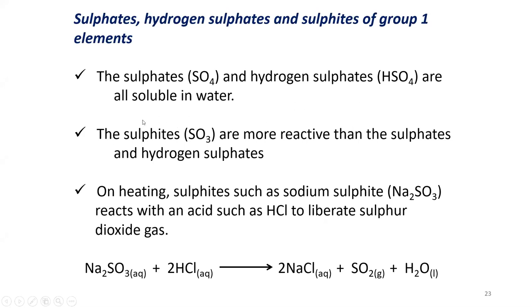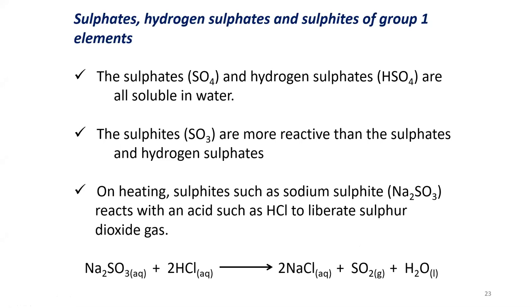The sulfites are more reactive than the sulfates. Of course, your sulfite is SO3. Reaction of SO3 plus oxygen will give us SO4. So that is why your sulfite is more reactive than your sulfate. Your sulfite is SO3, while your sulfate is SO4, so the sulfite can react further to form your sulfate. And on heating your sulfites with acid, we liberate SO2 gas.